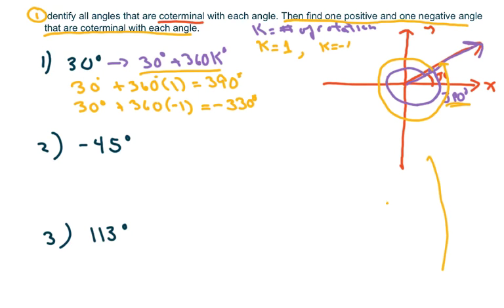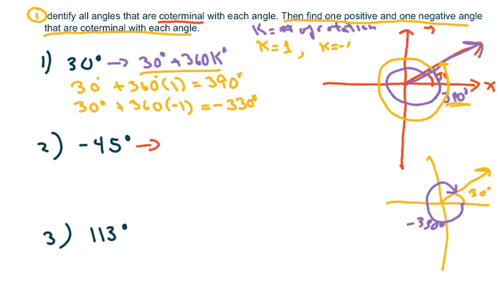So if I have 30 degrees here, this is 30 degrees, and I want to get a negative angle, then I'm starting here, and to end here to be at the same place, that would be negative 330 degrees. Okay? Now the rest, we're going to just basically do the same thing.